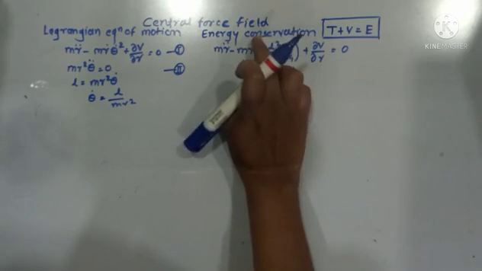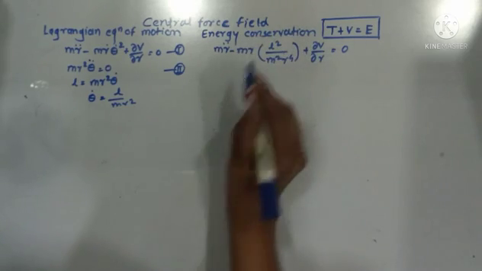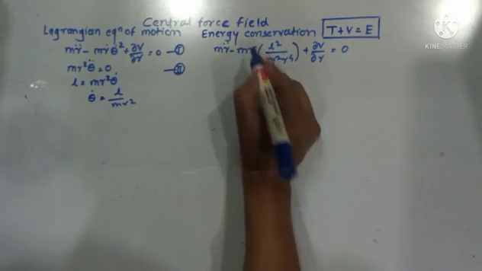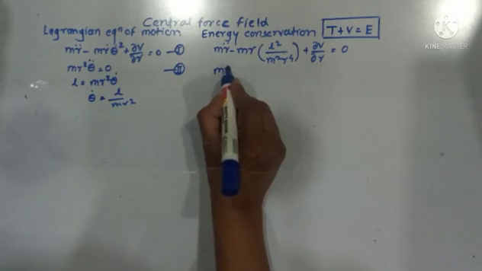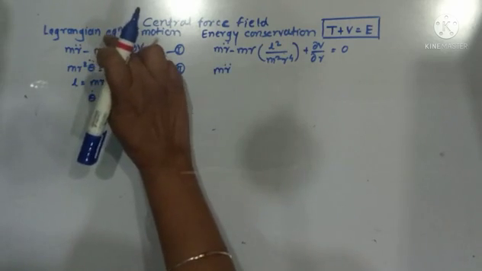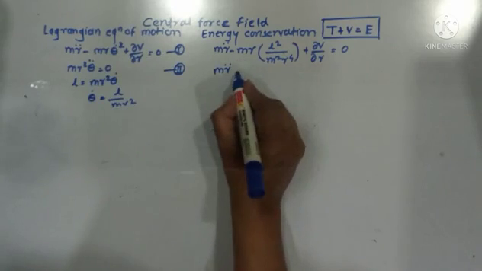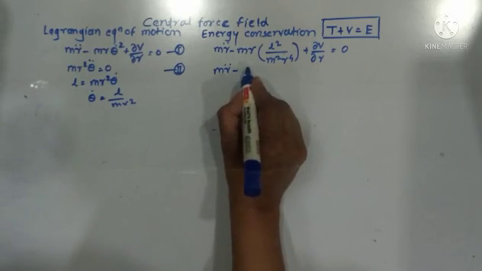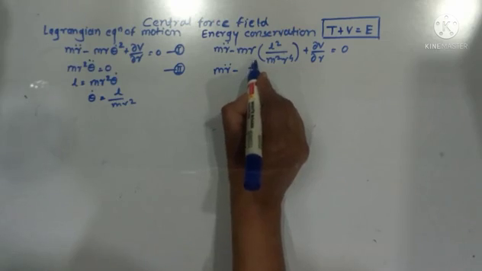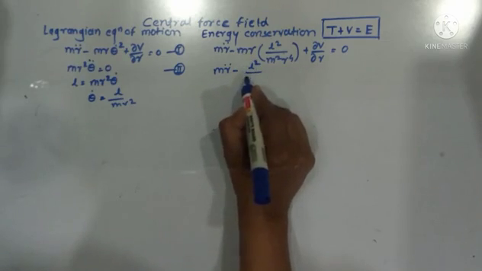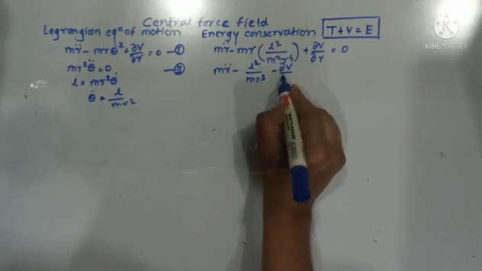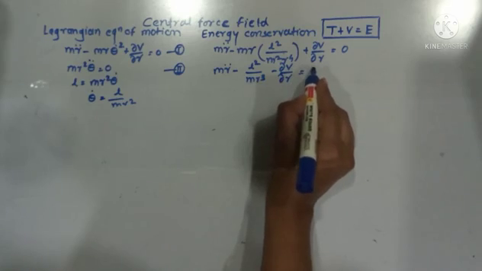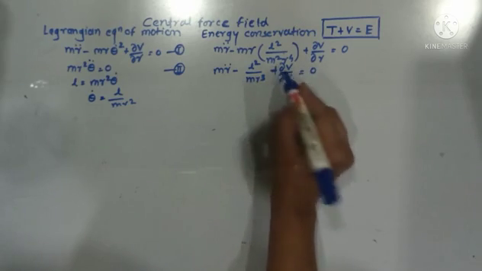So this is not r dot, this is r. So what I'm going to get is m r double dot minus L square upon m r cube plus dou V upon dou r is equal to 0.